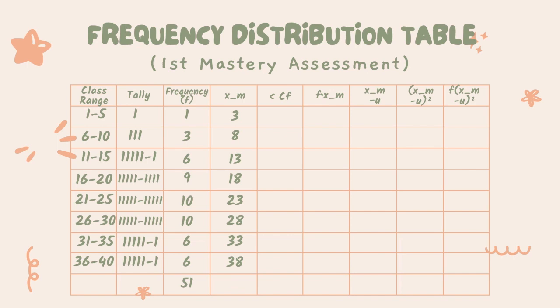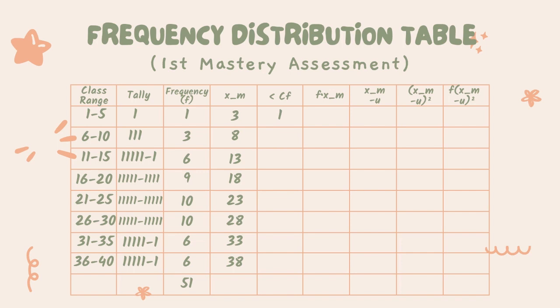Now to find the less than cumulative frequency, we will add the frequencies one by one. So for example, the frequency here in the class range 1 to 5 is 1, so we will just put 1 there because it's the first one.